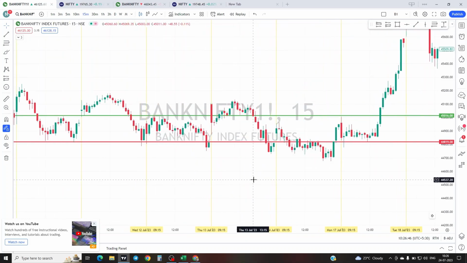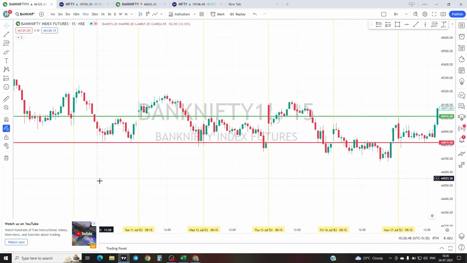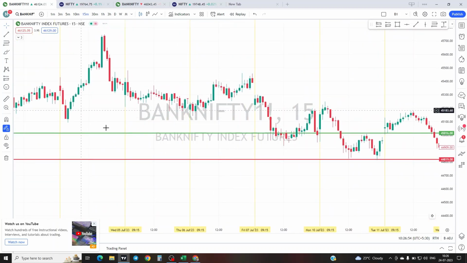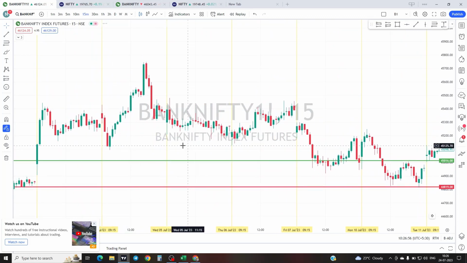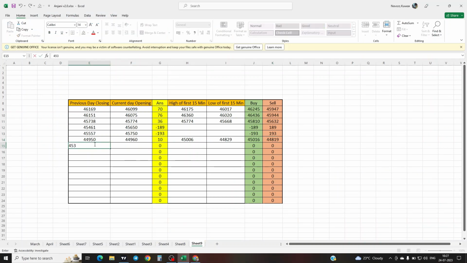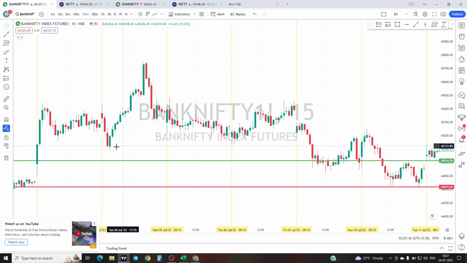So let me give a quick example of another sideways day and trending day. See, this is a completely sideways day, and let me give an example of this. To trade on this particular day, we need the previous day's closing. What was the previous day's closing? Closing was 45375. And what is the current day open? 45299.